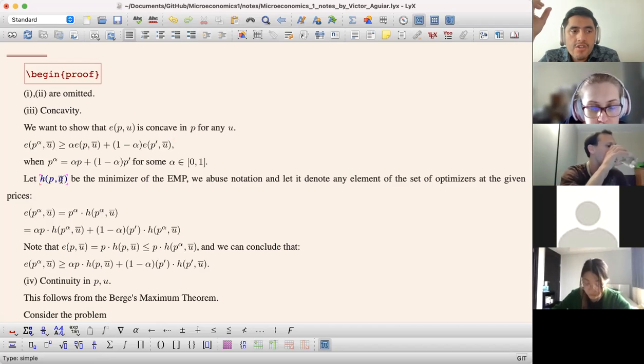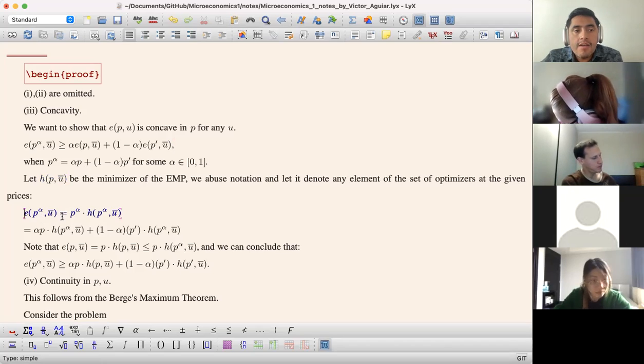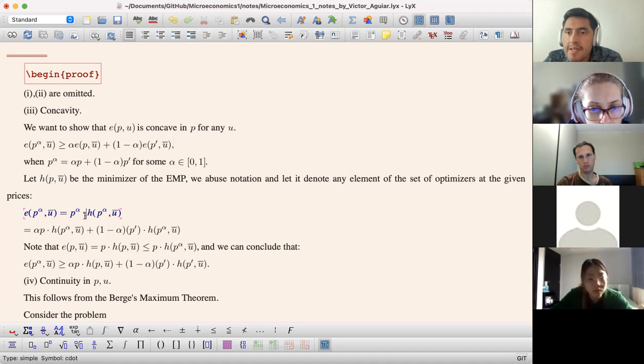The Hicksian demand function has the following property. The expenditure, which is the optimal value at P alpha, is equal to P alpha times H of P alpha, U bar. That means the expenditure function is equal to price times the Hicksian demand. Do you agree with this? Very simple, because the objective is just the multiplication of prices and X. When I obtain the optimal Hicksian demand H and multiply it by price, I obtain the expenditure function. Nothing fancy here.